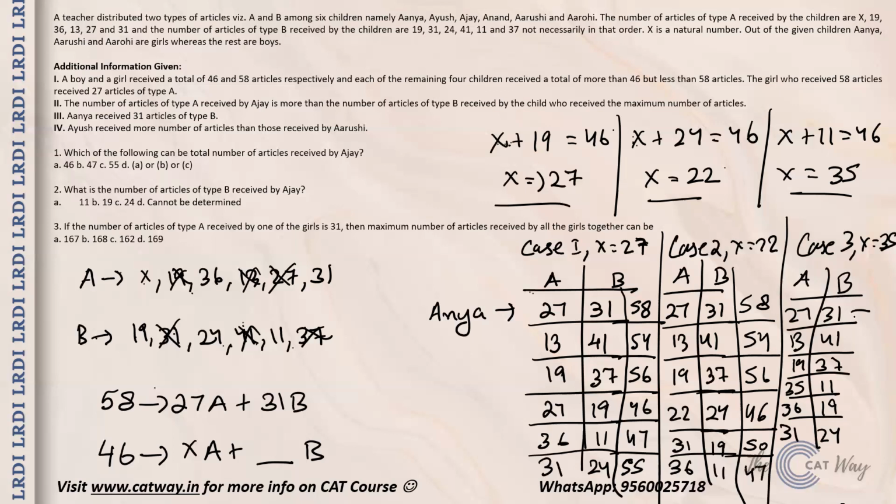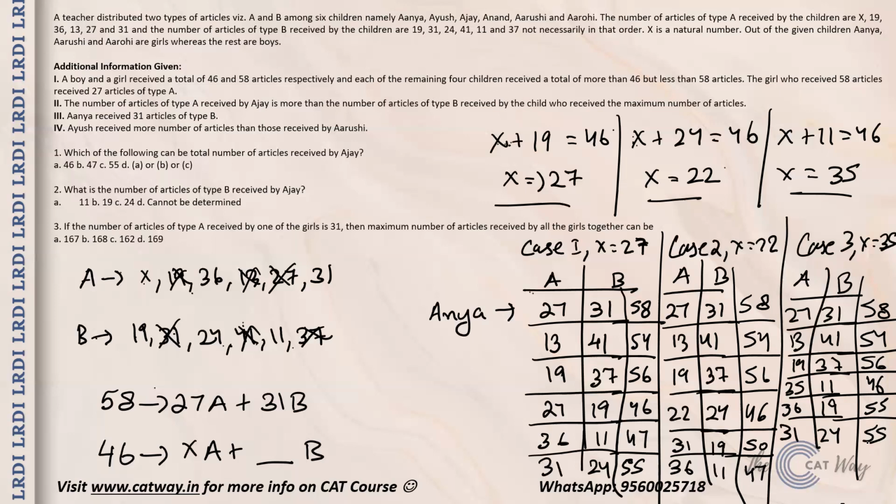And over here if you calculate the totals, what will you get? This is again 58, this is 54, this is 56. 35 plus 11 is 46, 36 plus 19 is 55, and 31 plus 24 is also 55.